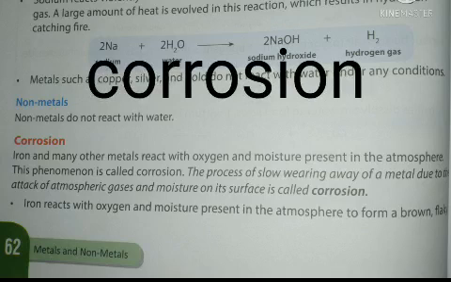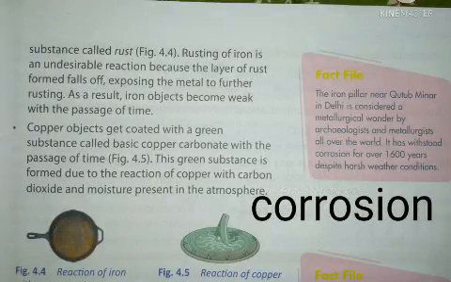Corrosion. Iron and many other metals react with oxygen and moisture present in the atmosphere. This phenomenon is called corrosion. This is a natural phenomenon, the process of slow wearing away of a metal due to the attack of atmospheric gases and moisture on its surface. Iron reacts with oxygen and moisture present in the atmosphere to form a brown flaky substance called rust. Rusting of iron is an undesirable reaction because the layer of rust formed falls off, exposing the metal to further rusting. As a result, the iron objects become weak with the passage of time.